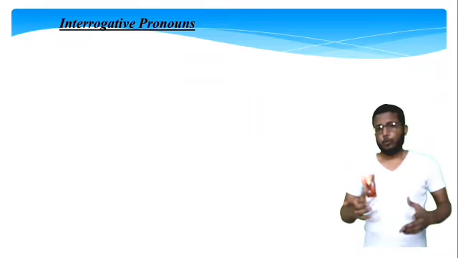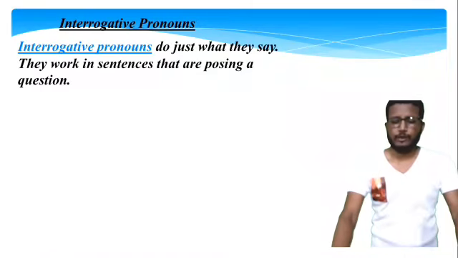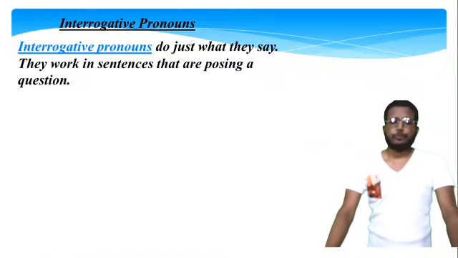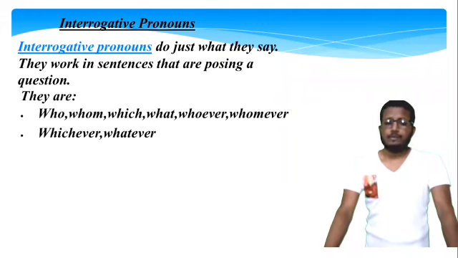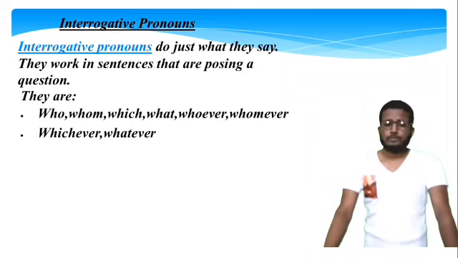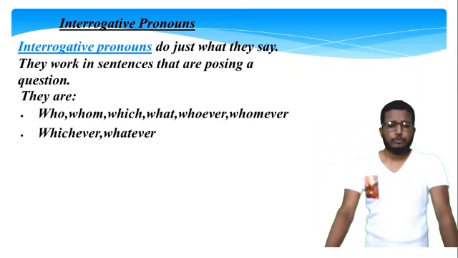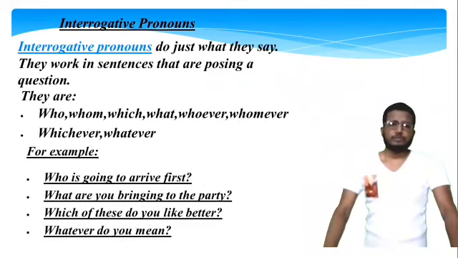Who, what, when, where, how. These types of words. Nothing more to say about interrogatives. So let's know: interrogative pronouns do just what they say. They work in sentences that are posing a question. These are who, whom, which, what, whoever, whomever, whichever, whatever. All these WH words are called interrogative pronouns.